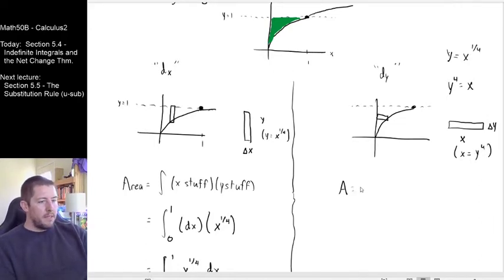So again, I'm going to set up my same statement here. Area is the integral of x stuff times y stuff.